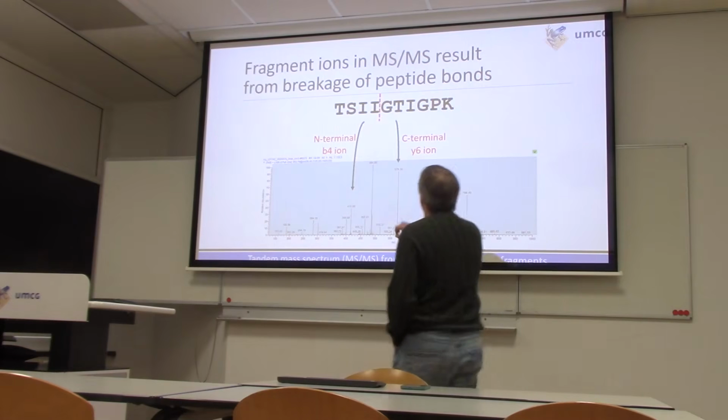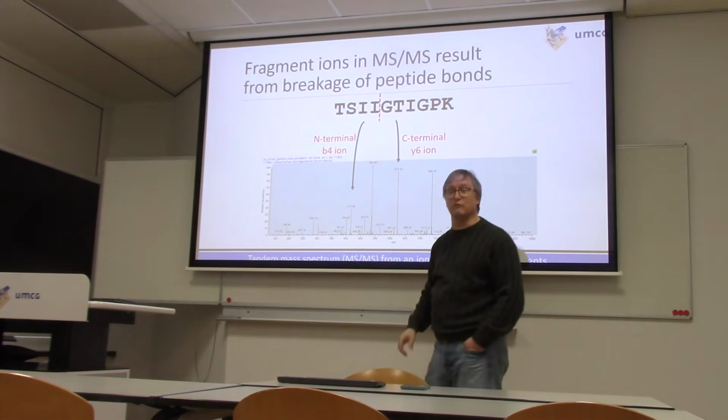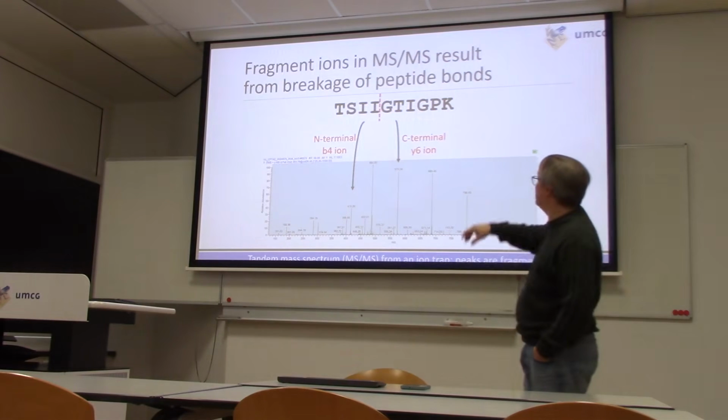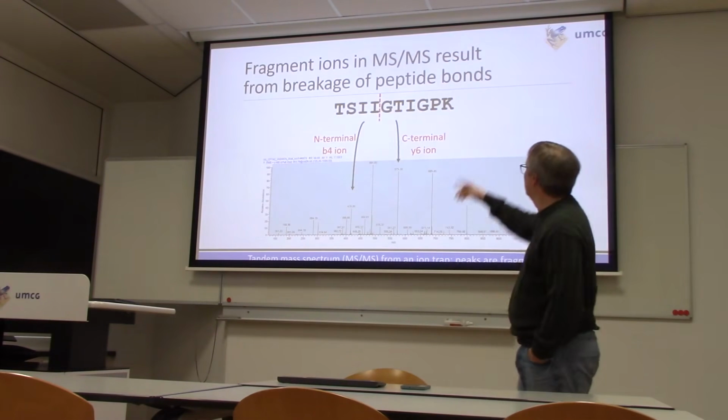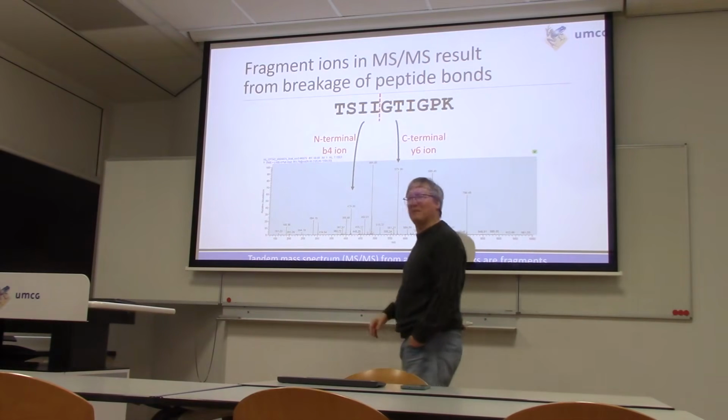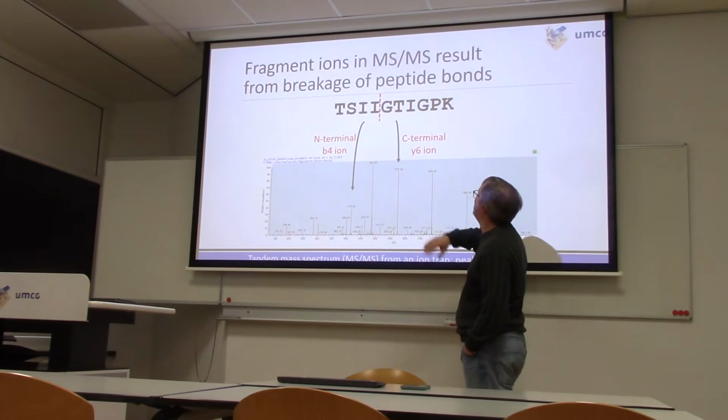Okay, so our serine, for example, has a residue mass of 87 Daltons. Isoleucine has a mass of 113. Glycine has 57. Threonine's 101. I should know this off the top of my head. I'm actually blanking on threonine, but that's fine.